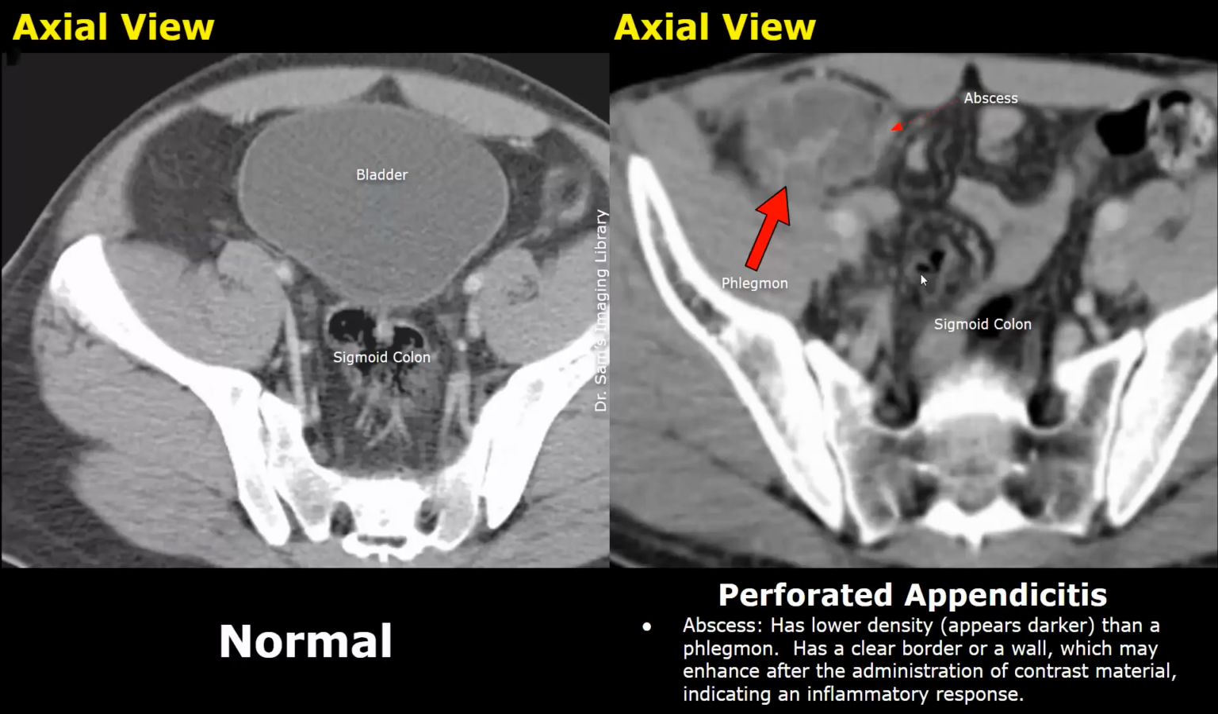The phlegmon and abscess are often found together. The abscess has a lower density than a phlegmon. It appears slightly darker. The abscess will have clear borders. These borders will enhance when contrast material is administered. You can see the bright wall of the abscess with darker, slightly lower density abscess inside the wall. And this bright, irregular structure is phlegmon.